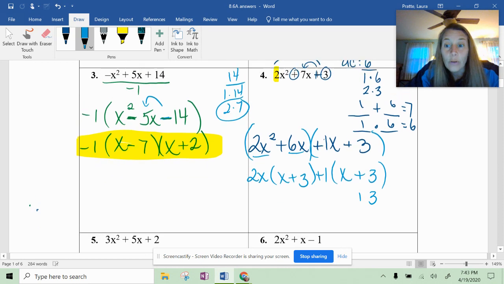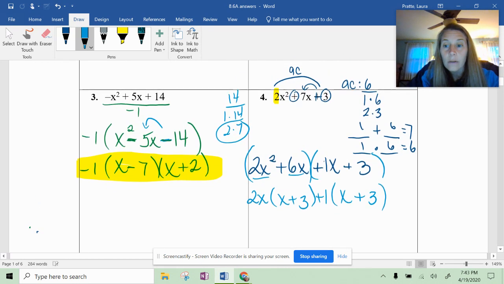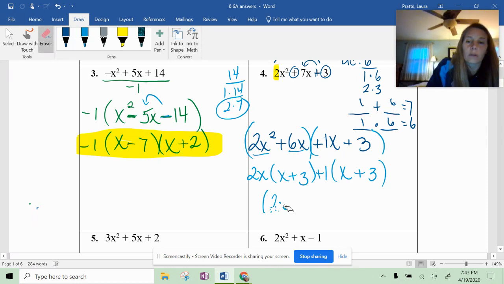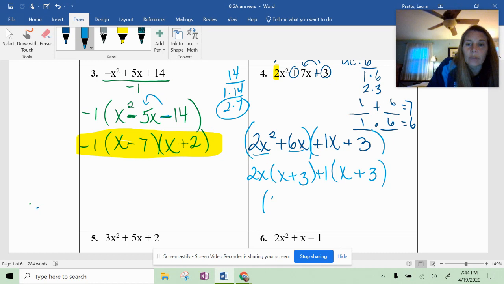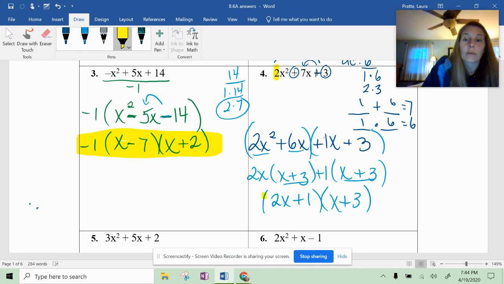So now you're ready to do your final answer. Let's see if I can get that. You take the 2 GCFs, which were 2x plus 1. And then that repeated factor, which you saw 2 times, that meant you did it correctly, which was x plus 3. That's going to be your second one. And that would be your answer, this pair right here.